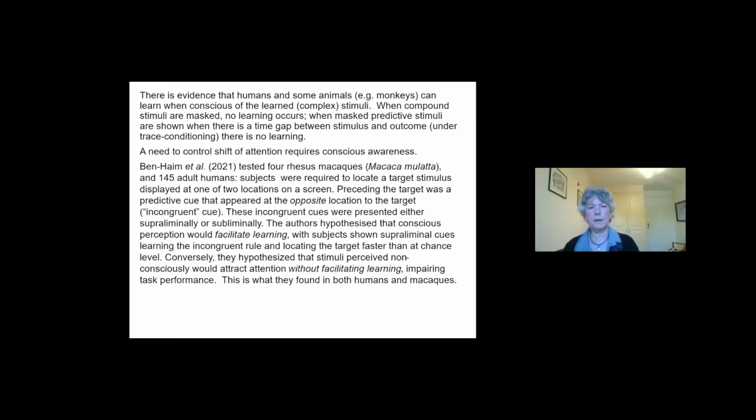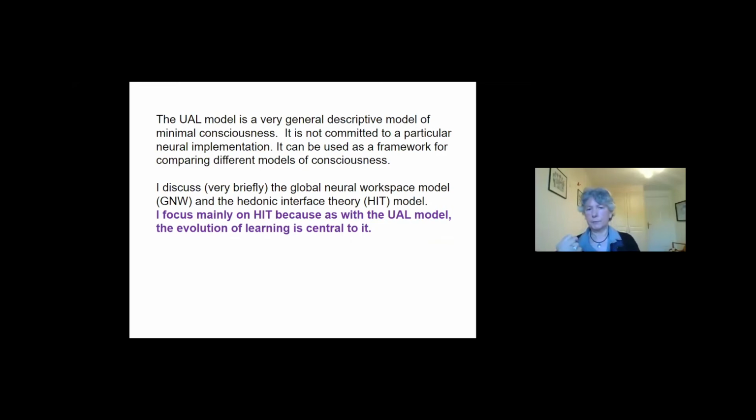Now, this model of ours is a very general descriptive model of minimal consciousness. It is not committed to a particular neuronal implementation, and certainly it implies that it can be implemented in different ways. For example, in cephalopods, in arthropods, in vertebrates, and there are many kinds of vertebrates. Yes, fish are very different from mammals. And because it is very general, it can be used as a framework for comparing different models of consciousness.